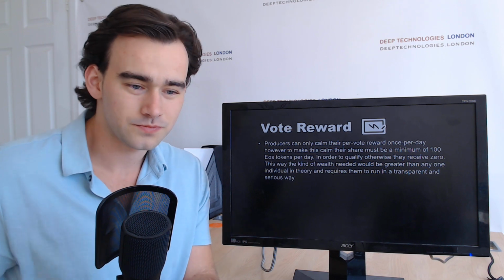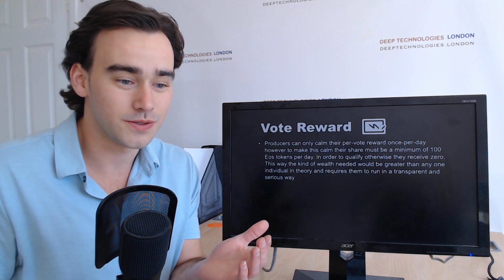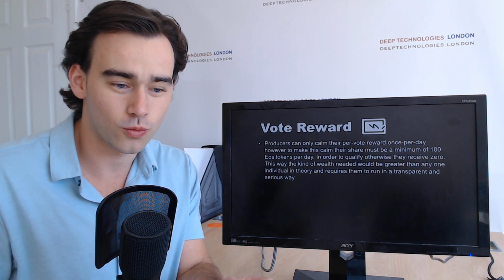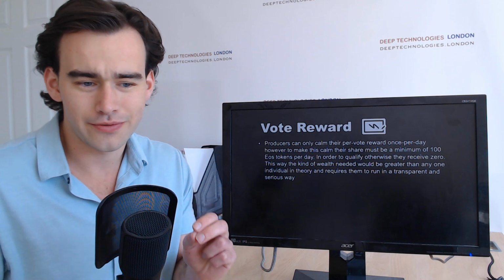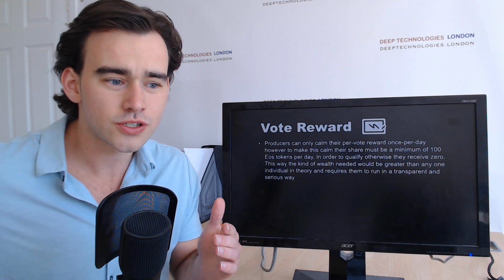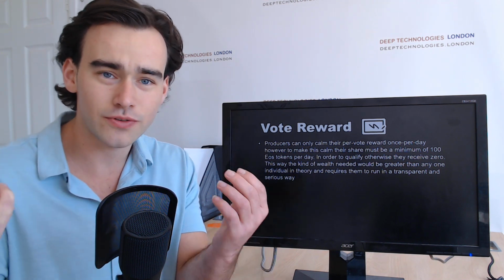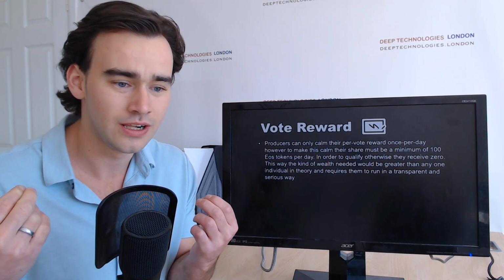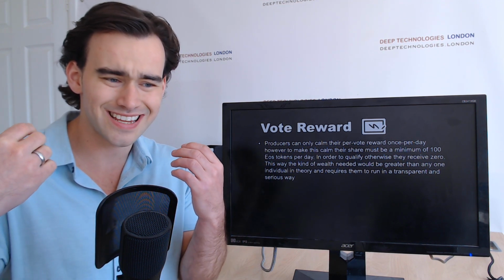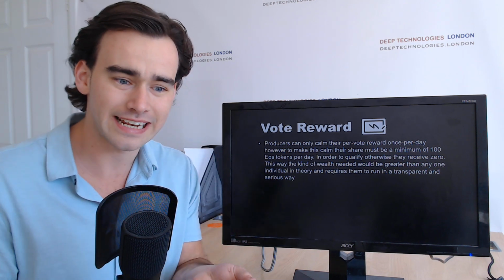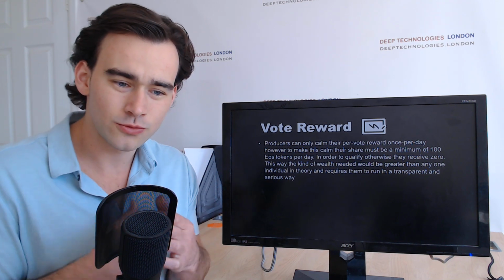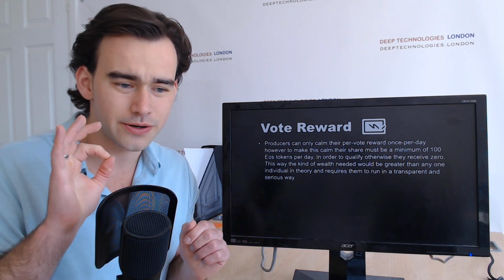So the answer, which has been proposed: producers can only claim their per vote reward once per day. However, to make this claim, their share must be a minimum of 100 EOS tokens per day. So they have to qualify to receive 100 EOS tokens as a vote reward a day, which of course they would have to stake a ridiculous amount of tokens to be able to receive in order to qualify. Otherwise they receive 0.